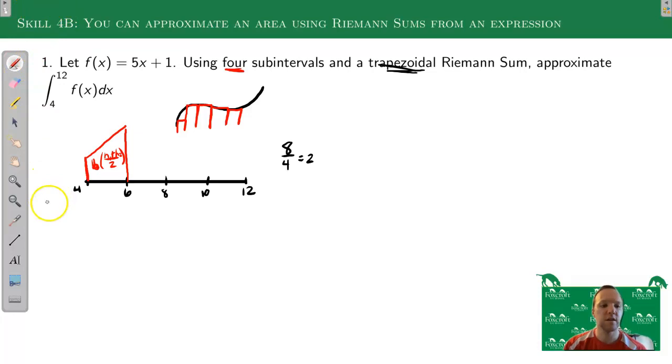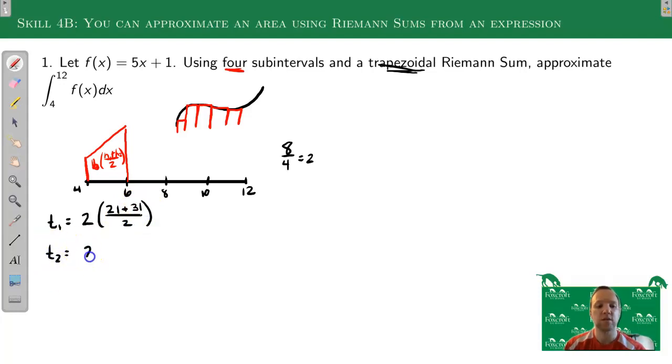So let's see. The first trapezoid has a width of 2. The height on the left-hand side is when I plug 4 into my function. So if I plug 4 into my function, I'm going to get 21. The right-hand side is when I plug 6 into my function. That's 30 plus 1 is 31, all over 2. All right, and we'll simplify at the end. I just want to show the steps.